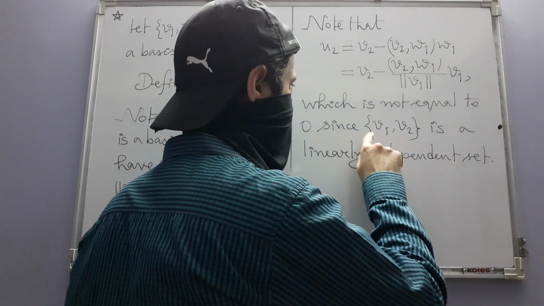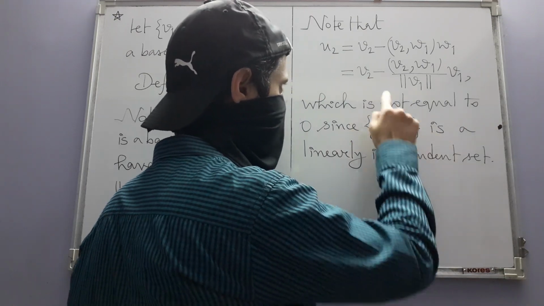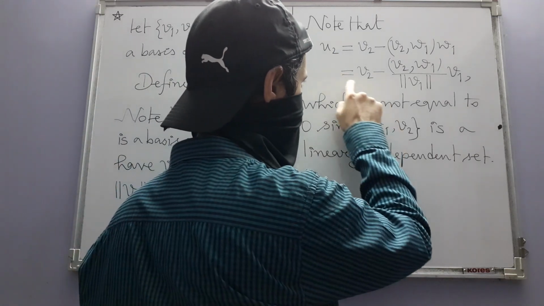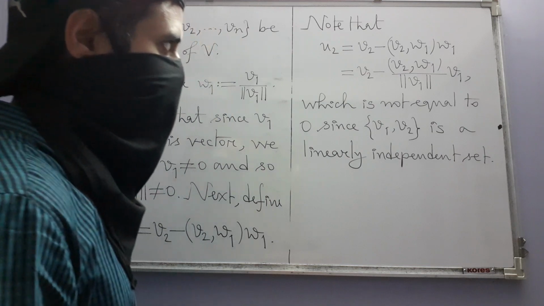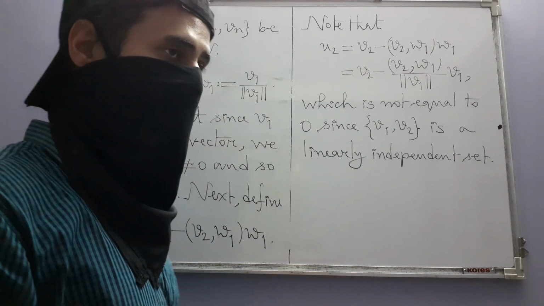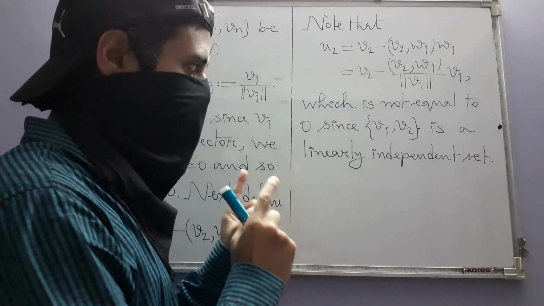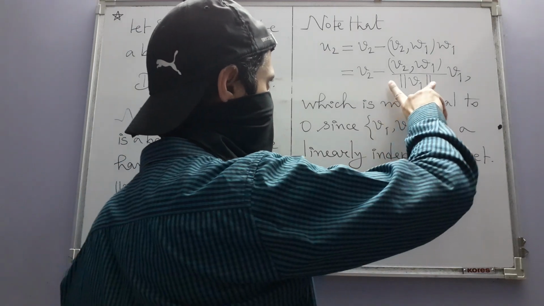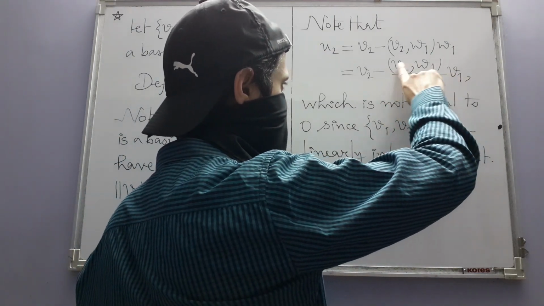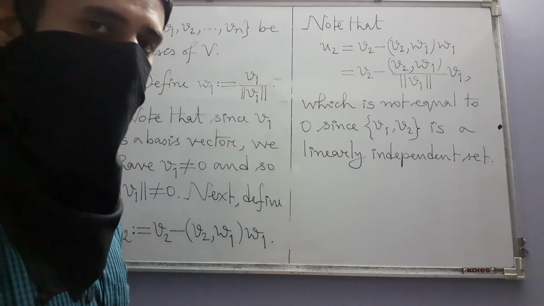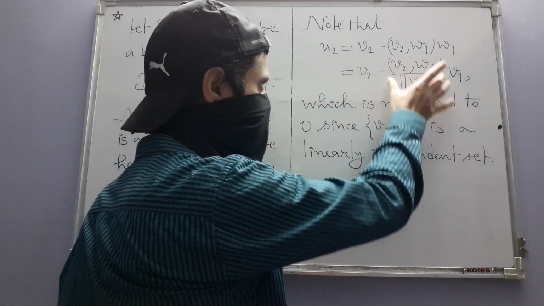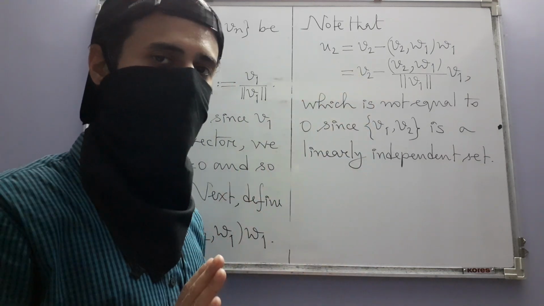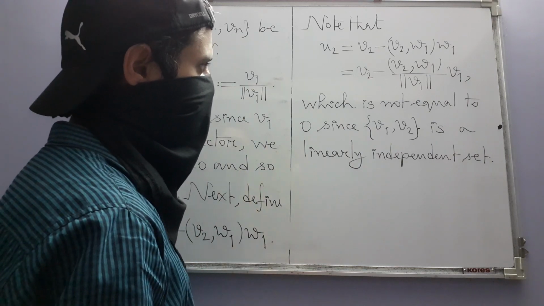Okay, but how does linear independence of this imply that U2 is not equal to 0? That is because you see that U2 is a linear combination of V1 and V2. So such a linear combination due to linear independence would be 0 only when the coefficients are both 0. What are the coefficients here? We have one coefficient, minus this inner product divided by the length of V1. We don't know whether this can be 0 or it cannot be 0, but the other coefficient is 1, which is not equal to 0. That is why U2 is non-zero.